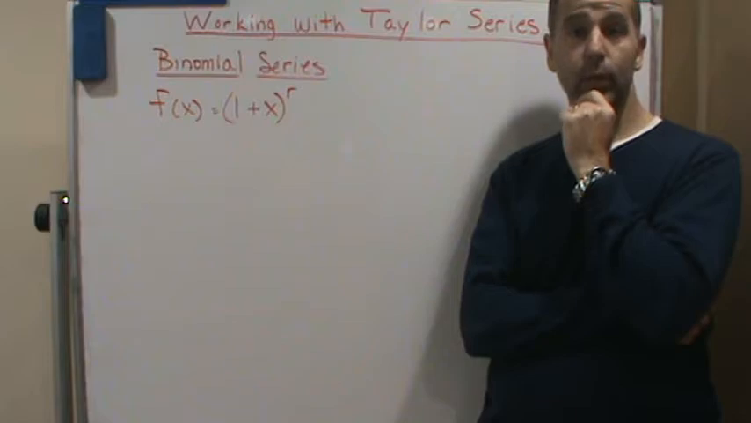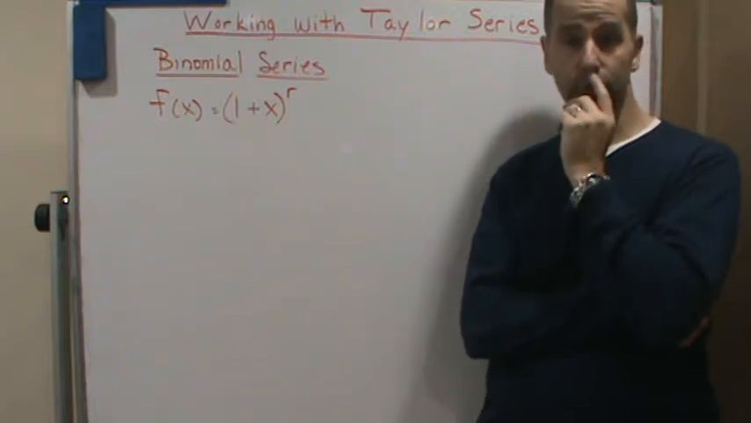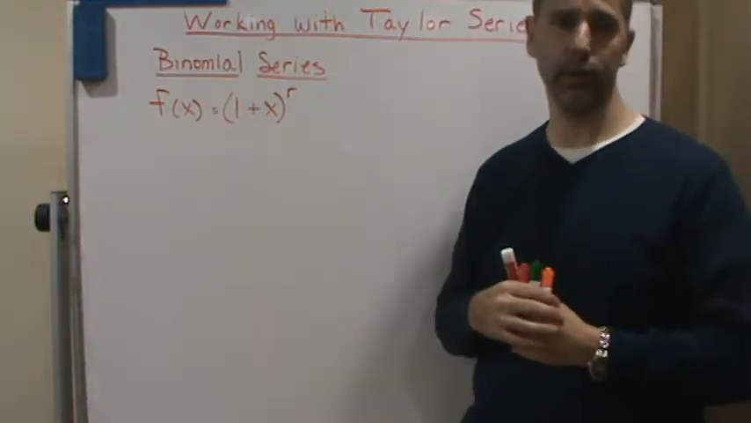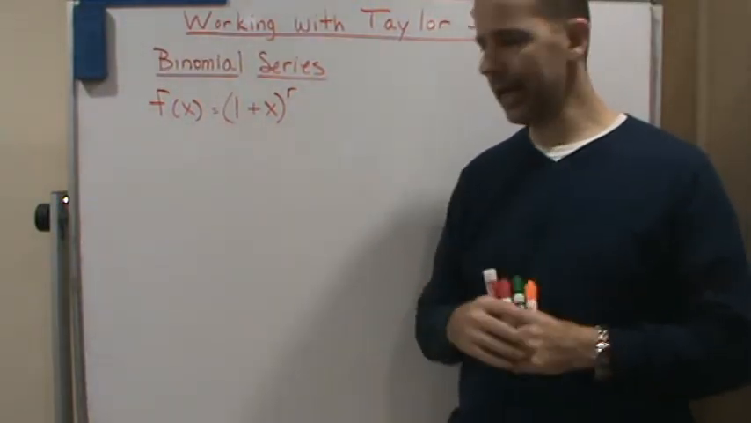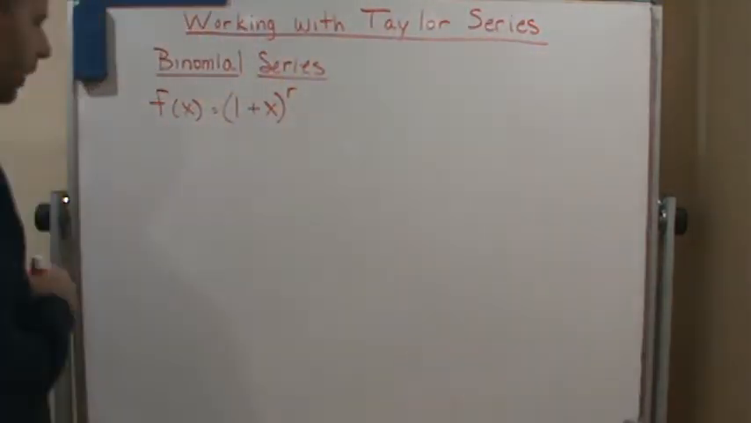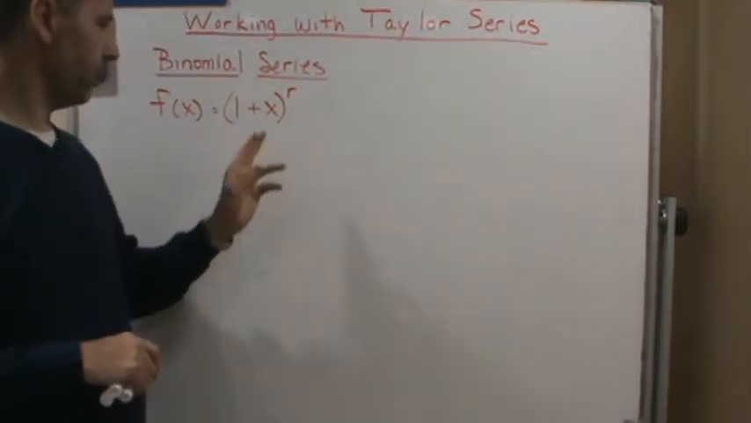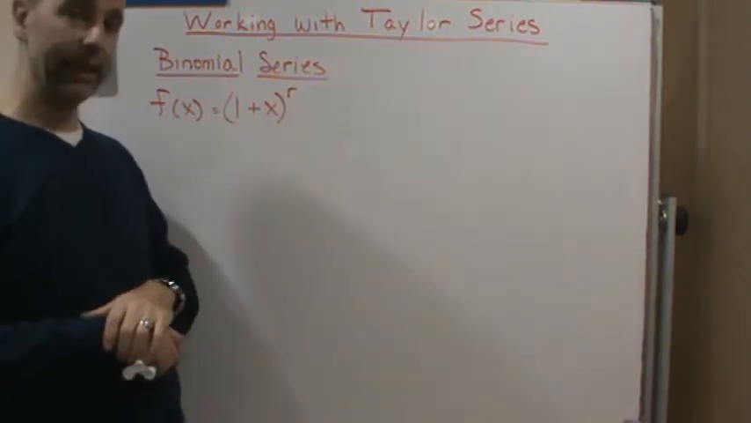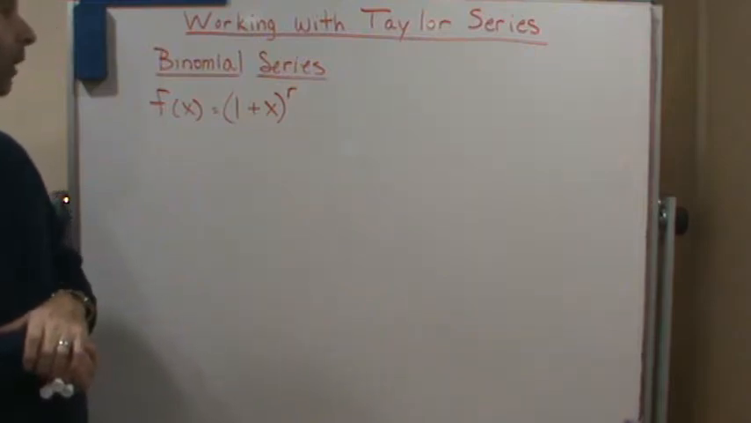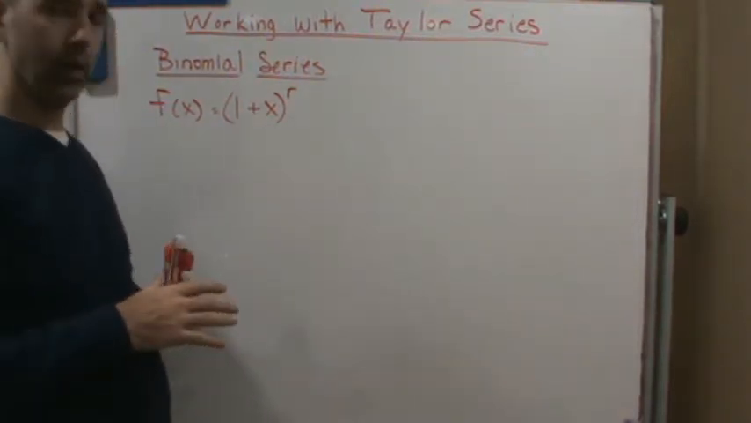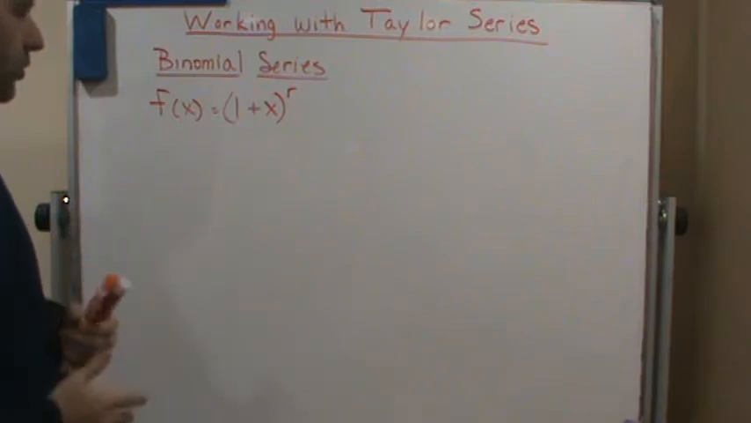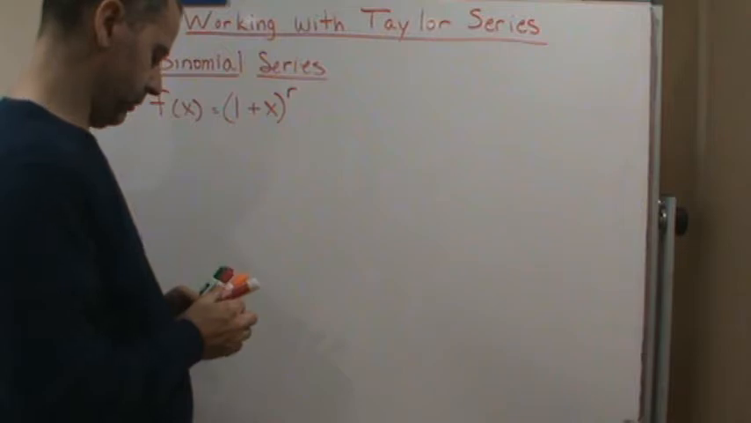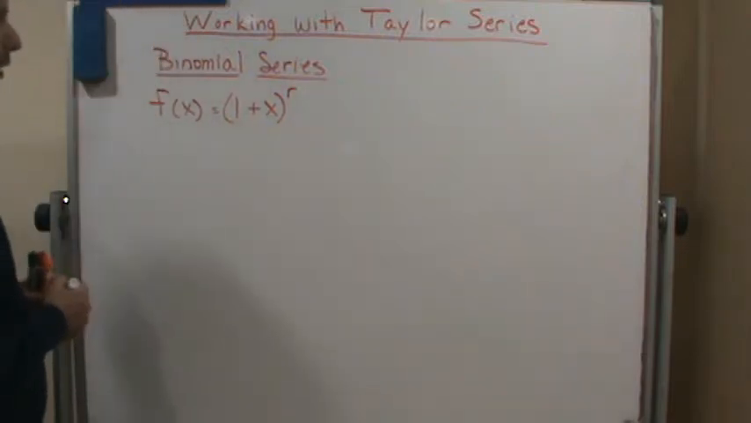We're going to find what the Maclaurin series is for this function, because the Maclaurin series for this function is called the binomial series. So first, we're going to consider just non-negative integer values of r.